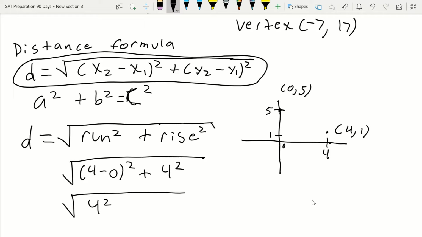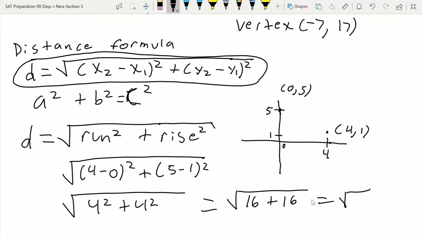So that was from 5 minus 1, so I'll go ahead and put that down as well. We have 5 minus 1 squared, right, which is just going to be plus 4 squared. So that's going to equal the square root of 32 because 4 squared is 16, and 16 plus 16 gives us the square root of 32. So that'll be our distance between those 2 points.